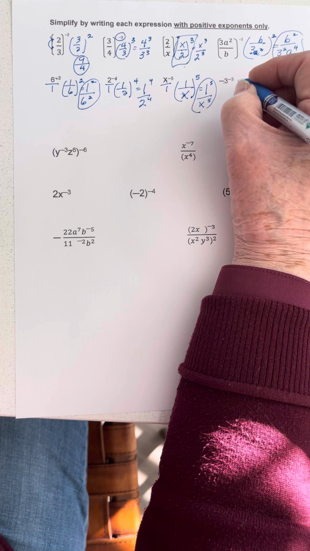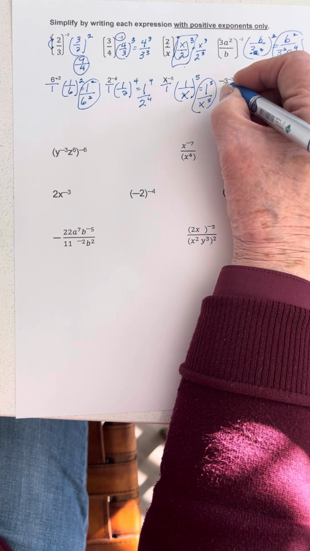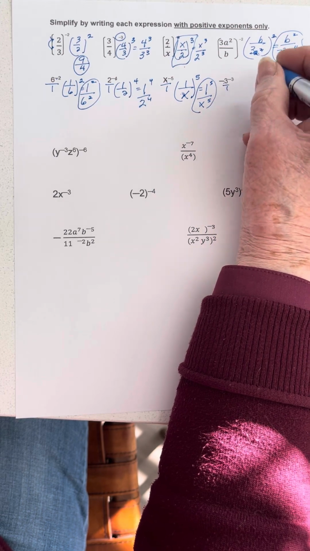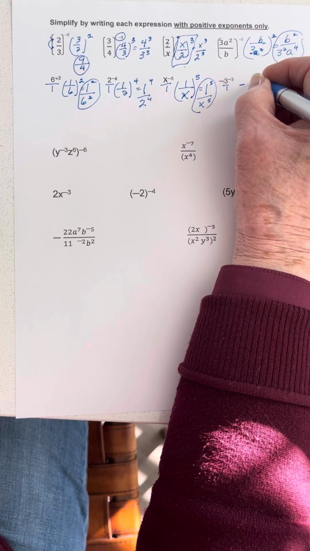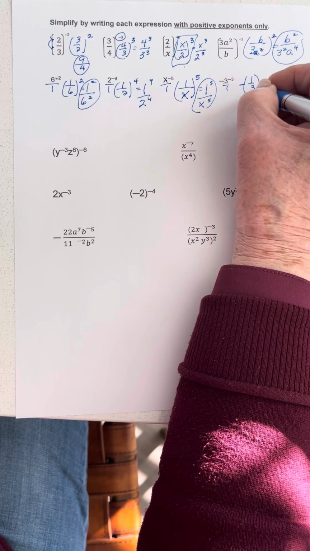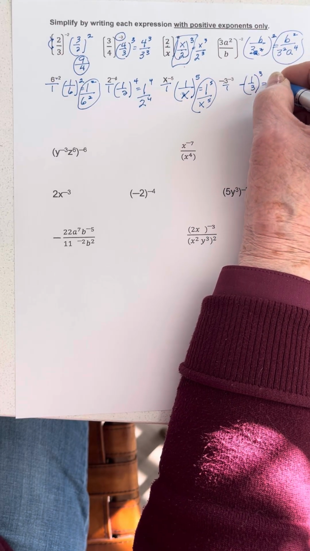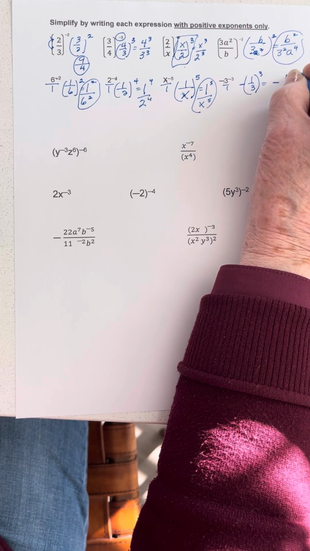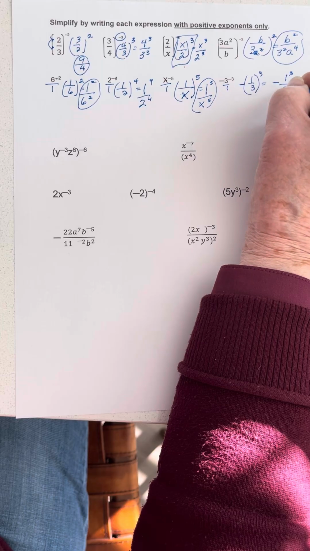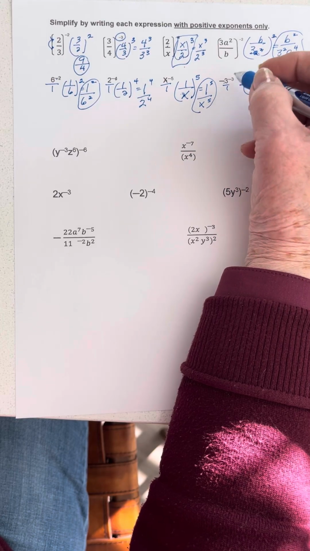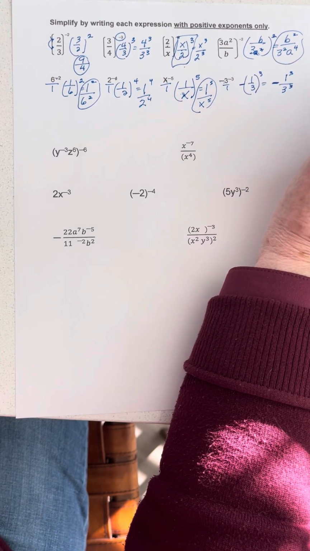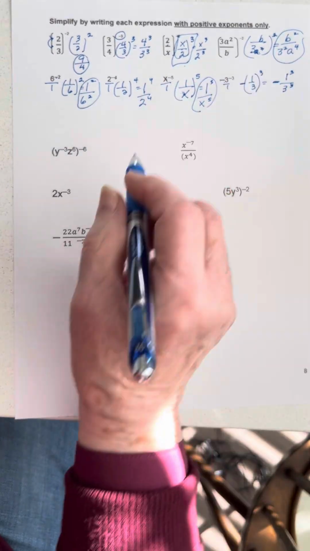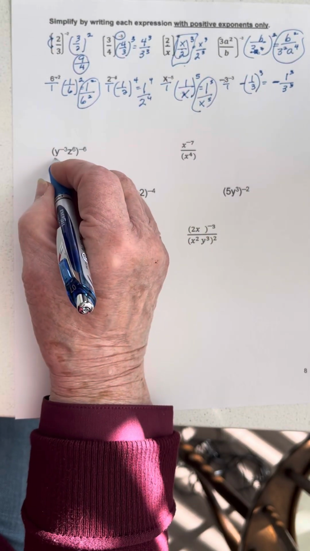Same thing here. So we're going to have this. We're taking it to the positive third. So this is 1 to the 3rd power over 3 to the 3rd power. And it's going to be negative. Okay, let's look at the next one.